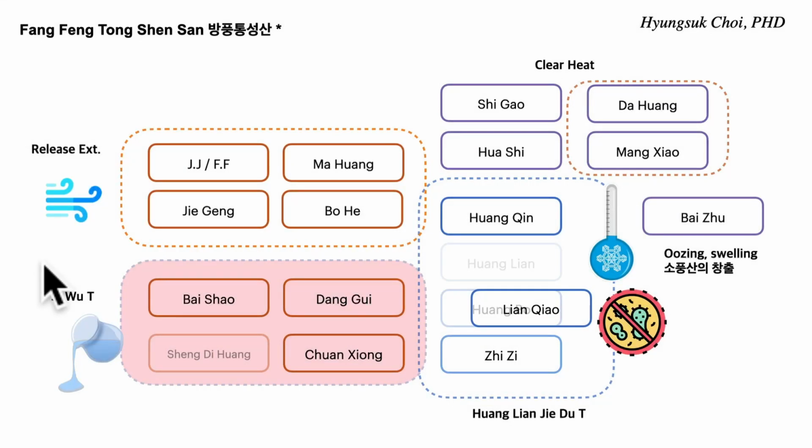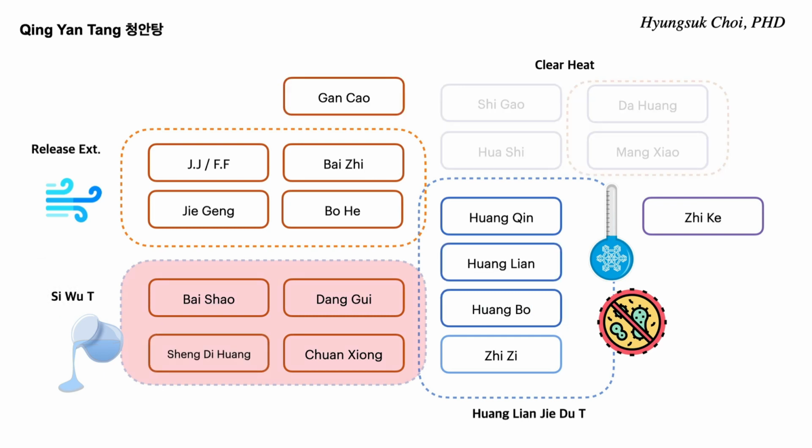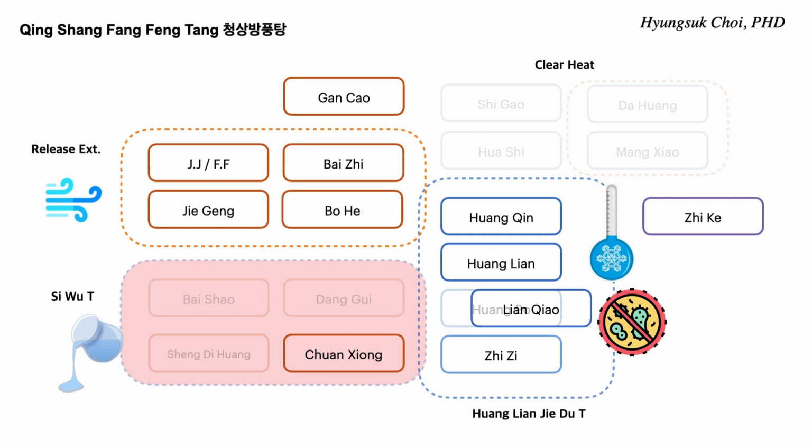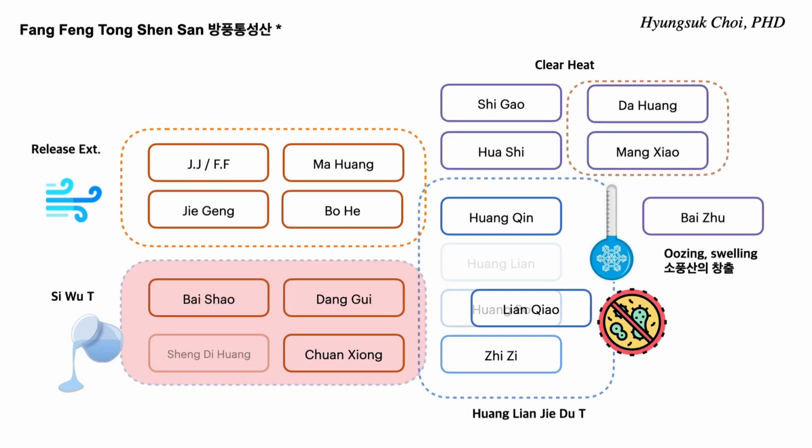Today, two formulas commonly used for acne treatment. First one is Qing An Tang and second one is Qing Xiang Fang Feng Tang. All these two formulas are variations from Fang Feng Tong Shen San. And also Fang Feng Tong Shen San is commonly used for acne treatment. All these three formulas have very similar composition.